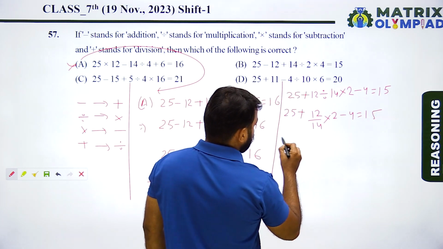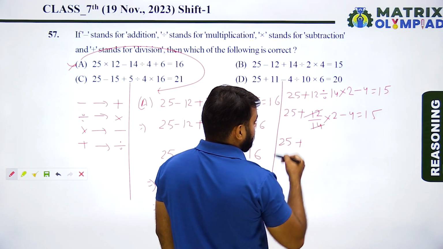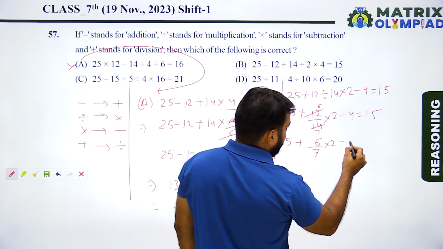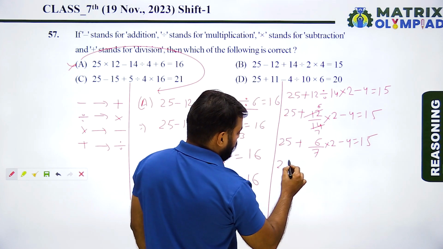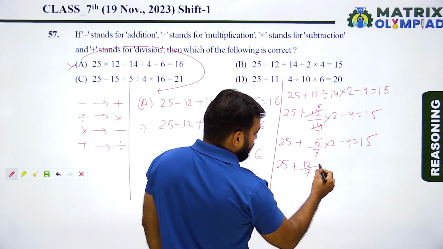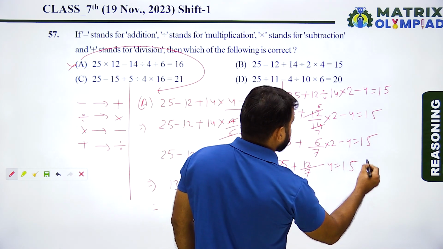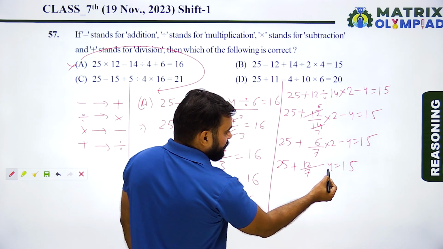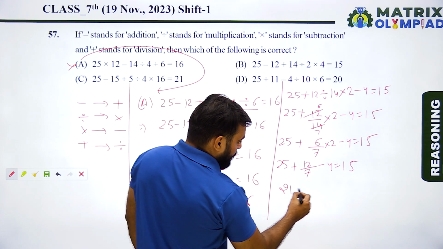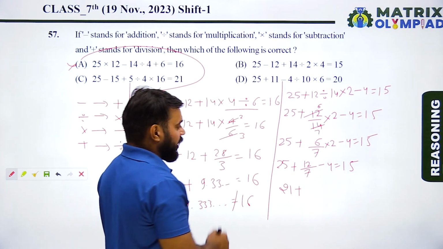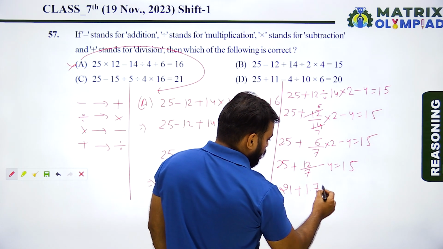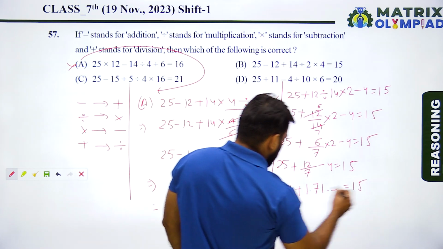equals to 15. So 25 plus 12 divided by 14, it means 6 by 7. So 6 divided by 7 multiply by 2 minus 4 is equals to 15. Now 25 plus 6 multiply by 2, it means 12 divided by 7 minus 4 is equals to 15. So here 25 minus 4, it means 21 plus 12 divided by 7. 12 divided by 7, it means 1.71 is equals to 15.